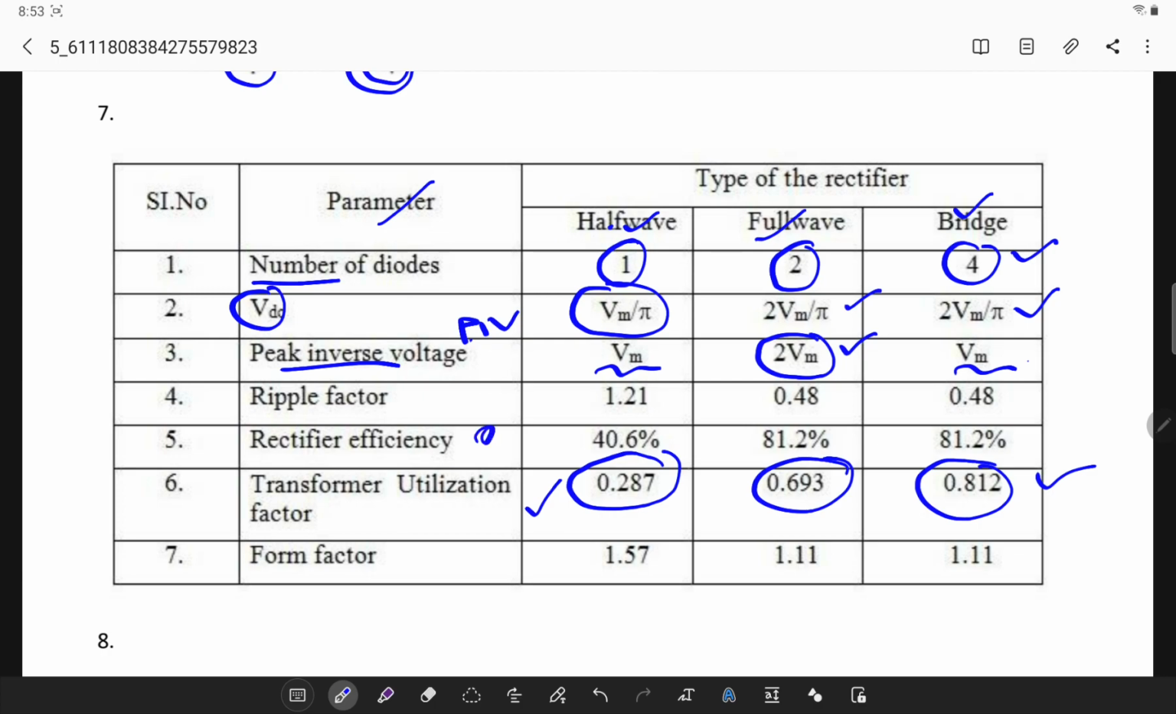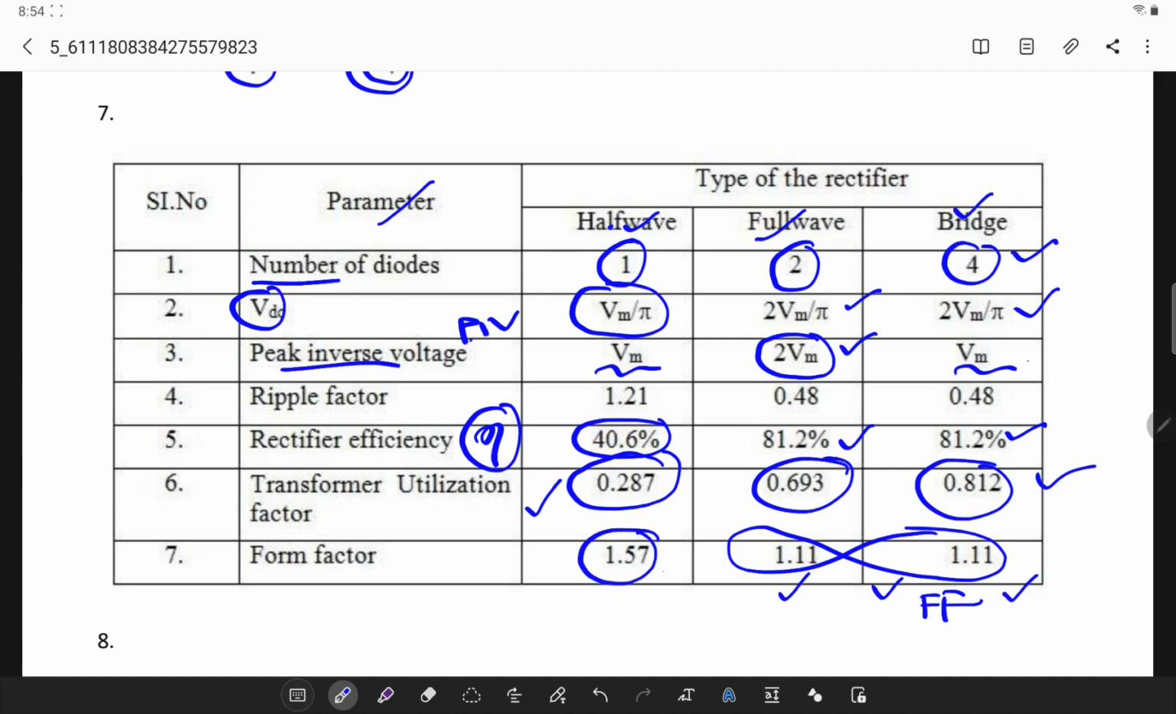Coming back to rectifier efficiency, it is 40.6% in half wave rectifier, and it is double, 81.2%, in full wave and bridge wave rectifier. Sometimes there is a chance of asking the form factor also, which is 1.11 for full wave and bridge wave, whereas it is 1.57 for half wave. Also, the ripple factor is the same, 0.48, for both full wave and bridge wave, and it is 1.21 for half wave rectifier.